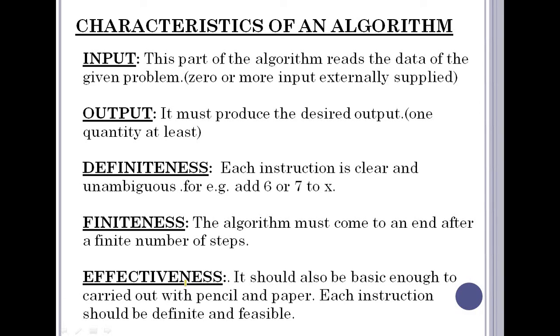Next is effectiveness. It should also be basic enough to carry out with pen and pencil on paper, and each instruction should be definite and feasible. So in this way, these are the five characteristics of the algorithm: input and output, definiteness, finiteness, and effectiveness.